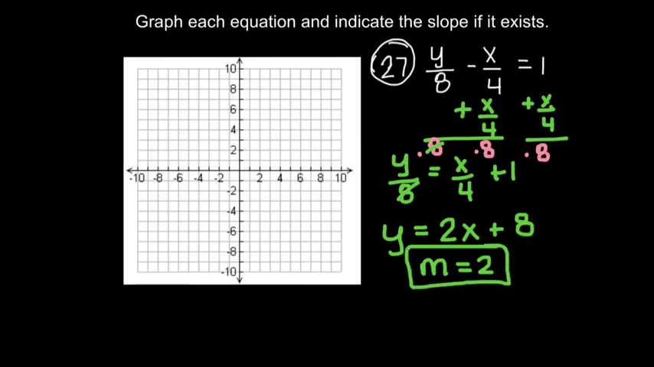The y-intercept is 8, so I'll find 8 on the y-axis. And since my slope is 2, from that y-intercept I'll go up 2 and over 1, which puts me here. Connect my points. And there's my line.